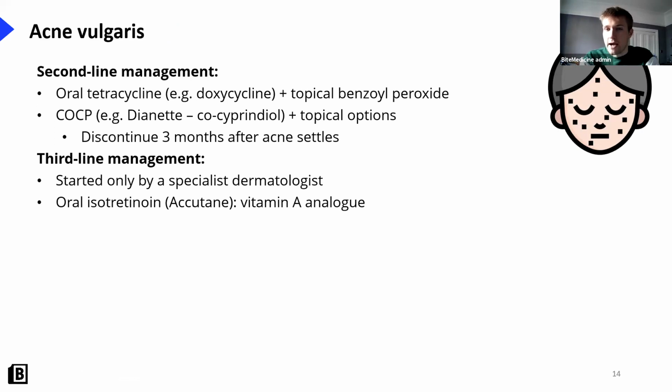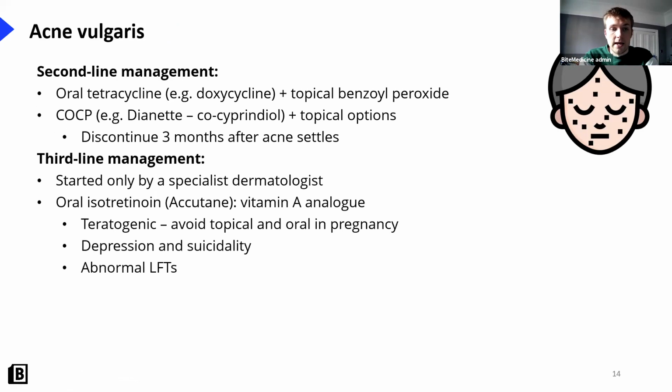So you might hear it called Roaccutane. It's a vitamin A analog. Side effects of it: it's teratogenic, so the practice or the specialist that prescribes it will give you important advice about appropriate contraception. It can cause depression and suicidality, so it's important to screen for that. It can cause abnormal LFTs, and particularly it can cause very, very dry skin, sort of peeling of the skin, which can be quite bothersome for some people, but is part of that therapeutic effect.